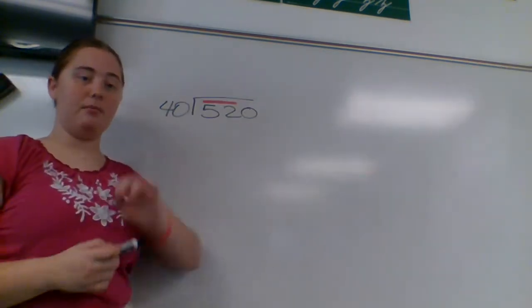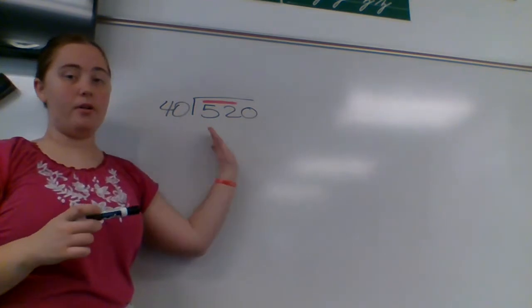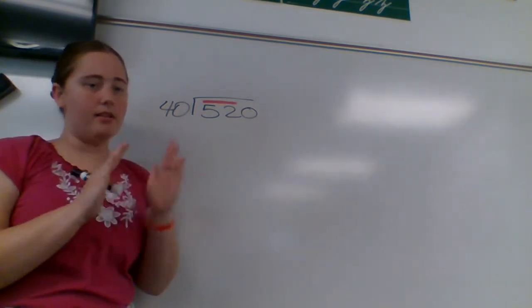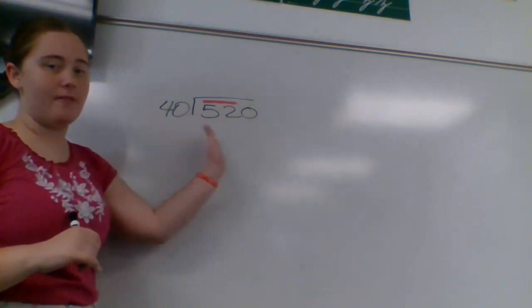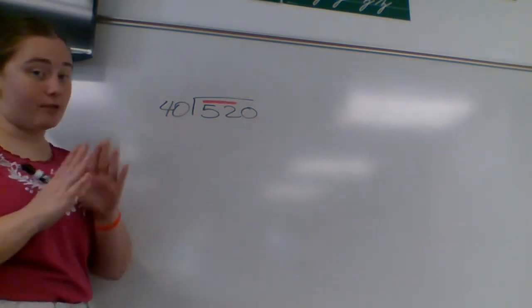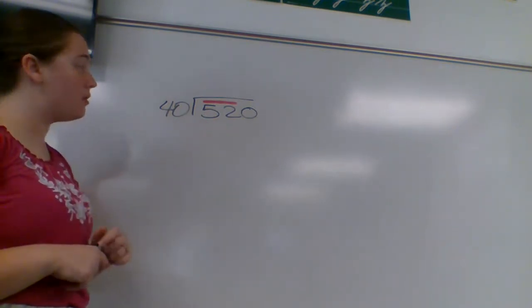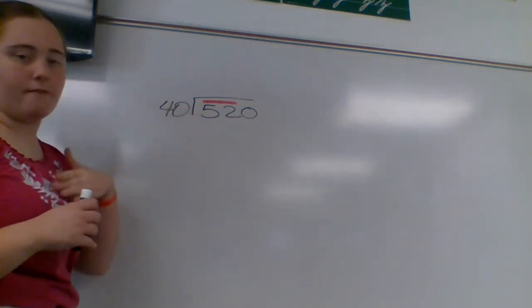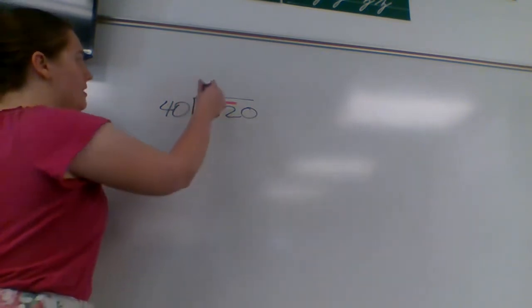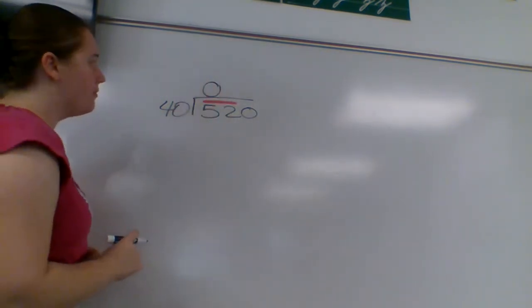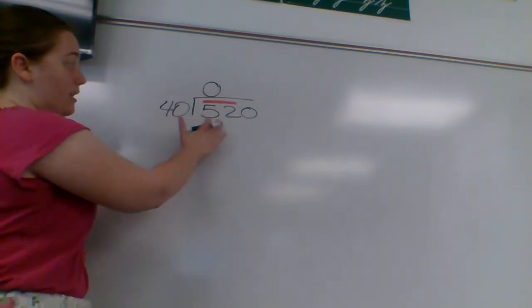My next problem, letter B, we have 40 will go into 520. But again, we're going to kind of narrow it down a little bit. We're not going to look at this as 520. We're going to look at this as a first step: 40 into 52. So we know that 40 will go into 5 0 times. So let's go ahead and just put a 0 above the 5, because we already know that. So now we're doing 40 into 52.